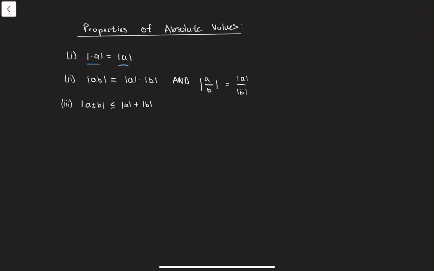The second one, which we haven't seen before but comes directly from the first one, states that if we have the absolute value of a product or quotient of two numbers, it is the same as the product or quotient of their absolute values.